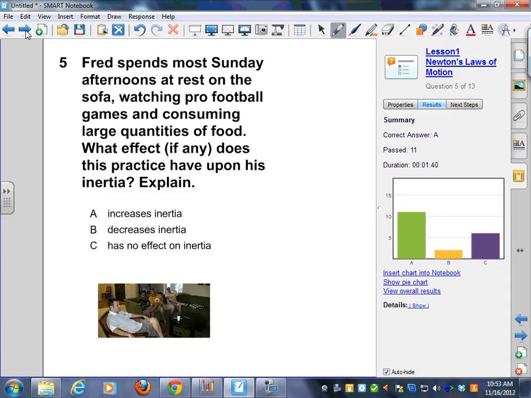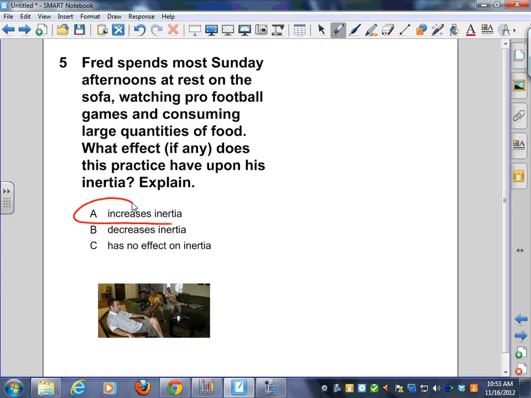What happens to Fred's inertia? Yeah, he's sitting around watching football, eating chips. Of course he's going to get bigger. He's going to increase his inertia. Inertia is the tendency of things to keep on doing what they're doing, which is either staying at rest or moving. Inertia is the ability or the tendency to continue doing what you're doing.